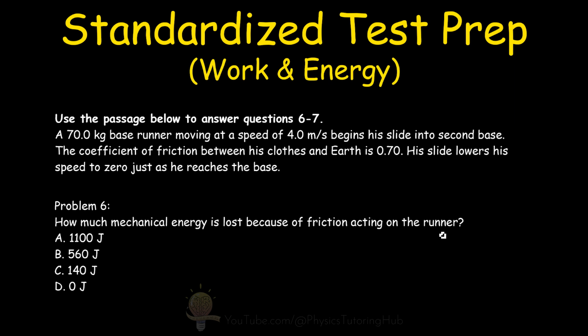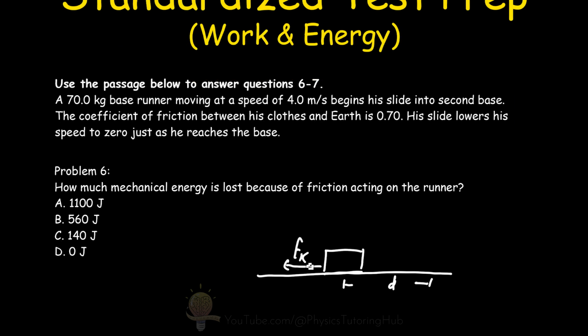So where do we start? Well, mechanical energy is the sum of the kinetic energy and the potential energy of an object. And the object here is our 70 kilogram base runner. So in this problem, we're specifically interested in the loss of kinetic energy caused by the work done by friction. The work done by friction is removing mechanical energy from this system as the runner is sliding to a stop. Now, most of this kinetic energy will be converted into heat and sound.